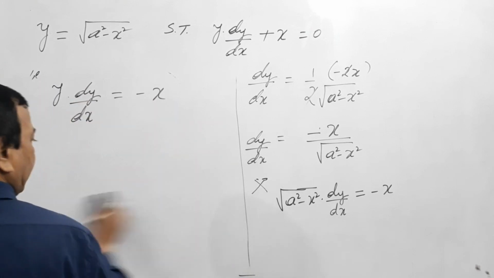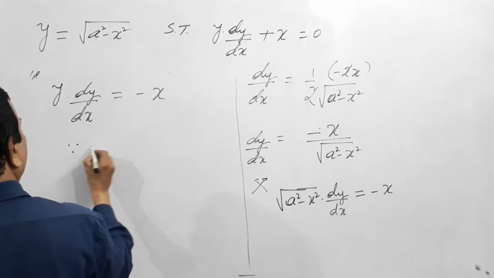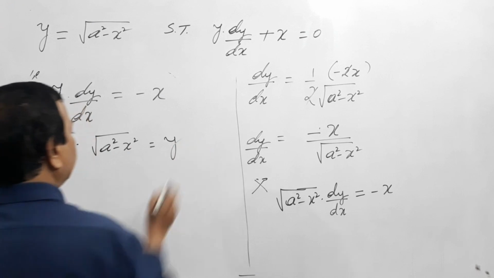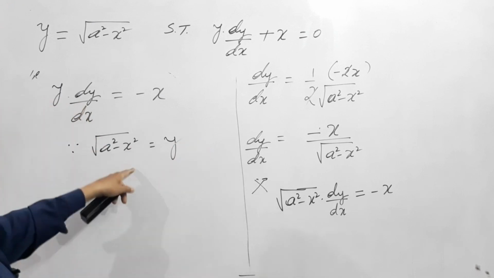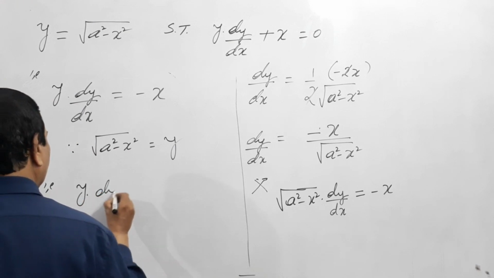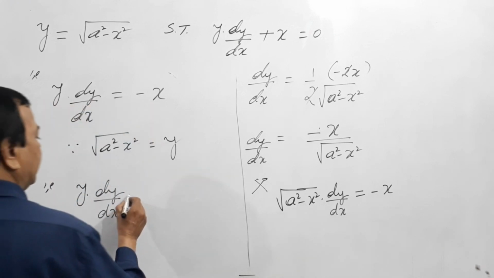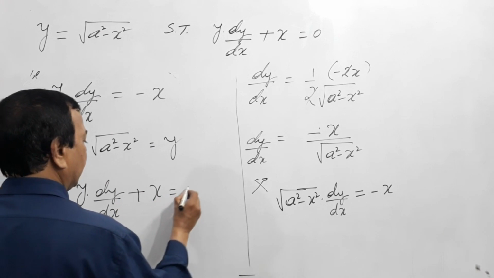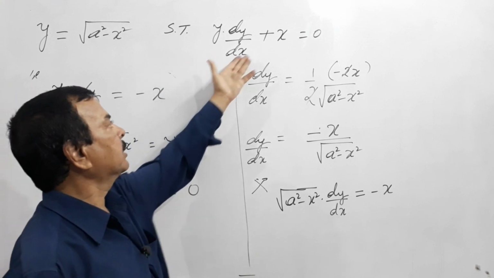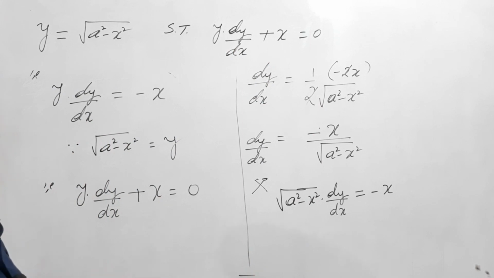I've taken one more step. I could have done it in the same step, but let me think. Since a square minus x square under the root equals y, so I replace this. So y has come here, that is y into dy by dx. I'll move this towards the left hand side, minus becomes plus. So don't you think you have got the answer? What do you want? y into dy by dx plus x equals to 0. Problem is solved. Very simple problem.